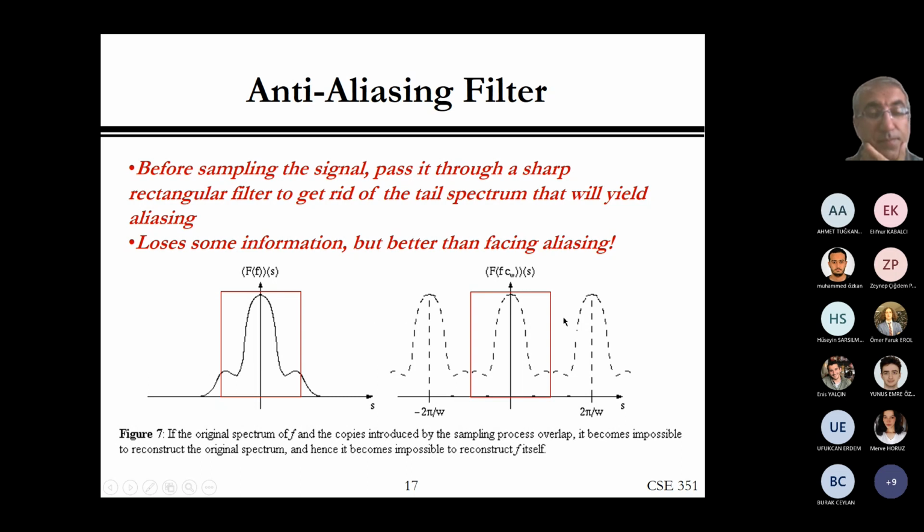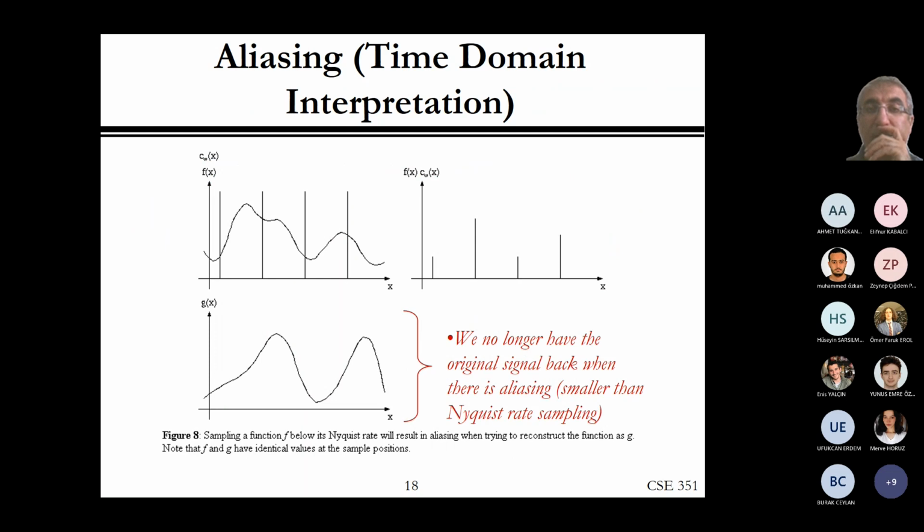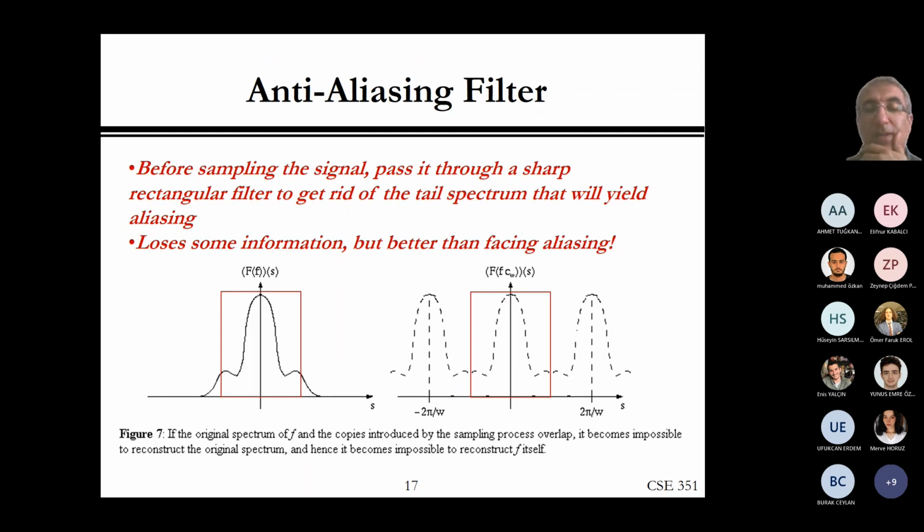So that's why before we sample, it's going to look like this, as you see, and then after we sample, meaning we make a replication, we copy for every Fs, as you see. Now the tails are not overlapping, so that means there is no aliasing. With this simple but practical solution, we solve the aliasing problem. And that was the frequency domain interpretation.